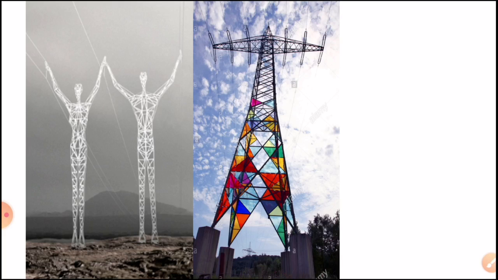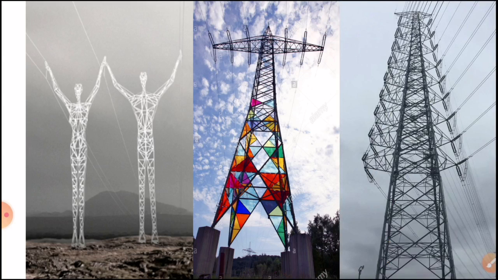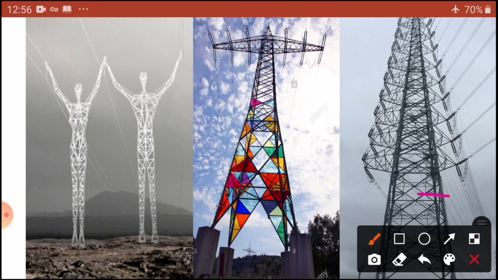So this is one interesting tower with colorful windows. This is also a double circuit. Not only double circuit, you can observe here, this is one circuit, you can see the one circuit. And here you can see another figure.